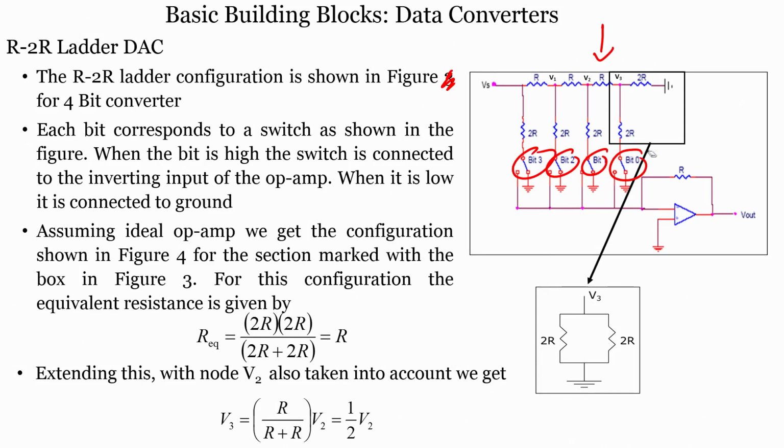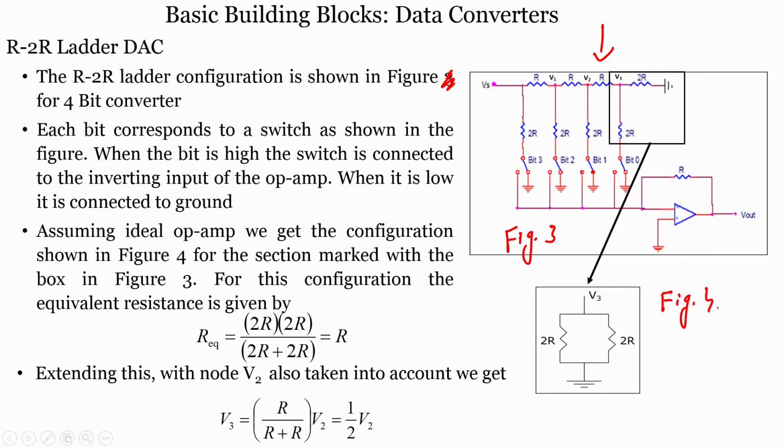When the bit is high, right, then what will happen? When the bit is high, the switch is connected to the inverting input. You can see here the amplifier, and the inverting input of the amplifier is connected to the switches, and also the ground is connected to the switches. So, either the switch will be connected to the inverting input of the amplifier, or it will be connected to the ground, right. So, assuming the ideal op amp, we will get a configuration as shown here. So, let us say this is figure number 3, right, and this is figure number 4, right.